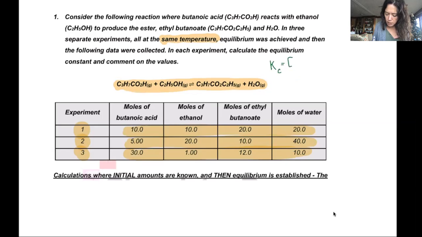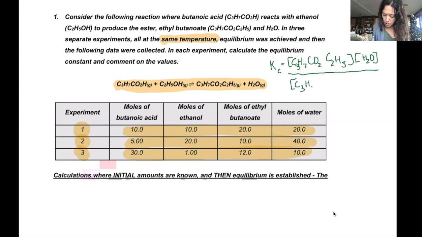Kc equals the product, C3H7CO2C2H5 times H2O. Notice that that's a gas. If it was a liquid, it would not be present. We would literally just omit it. Over the reactants, C3H7CO2H and C2H5OH. So for each trial, I would plug in my product concentrations over my reactant concentrations.